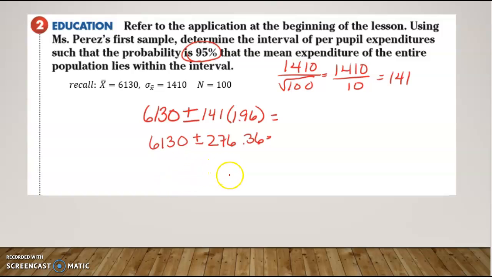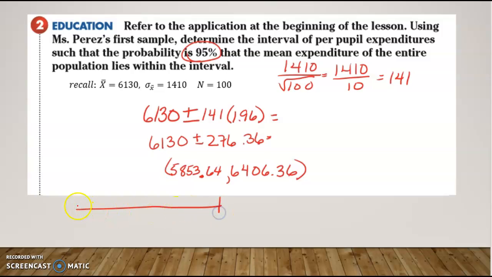I'm going to get 6406.36. That's on my right-hand side. And on my left-hand side, I'm going to get 5853.64. Now, don't forget, this is an actual interval. It goes from 5853.64 up to 6406.36. And there is a 95% probability that the real mean of this whole thing lies in that interval that you've got.